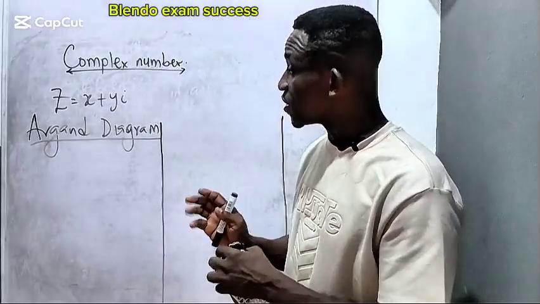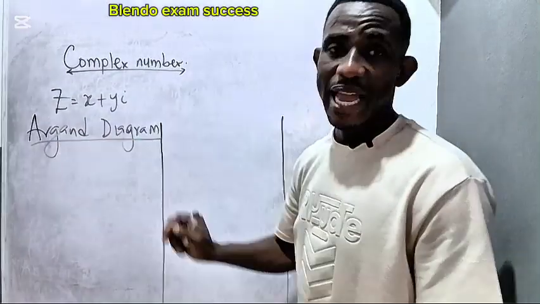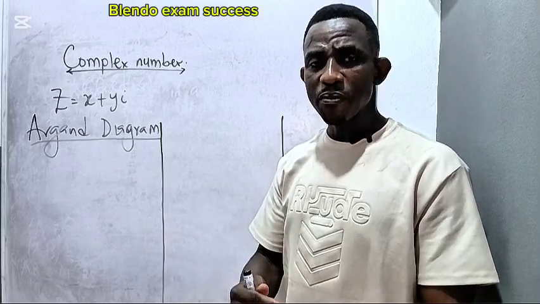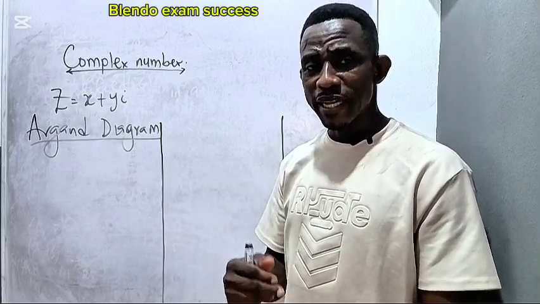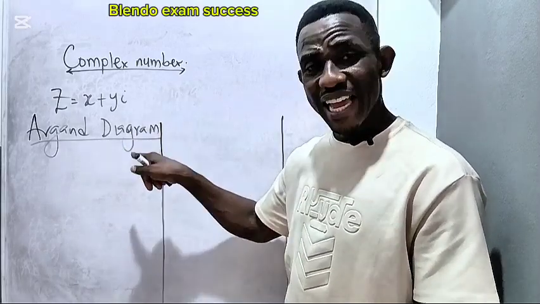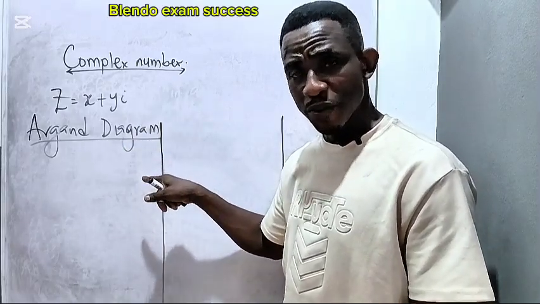Today I'm going to show you the secrets of the Argand diagram in complex numbers so that you'll be able to solve the polar form and Euler form of a complex number. Just watch, stay back and see the end of this video. It's going to help you.